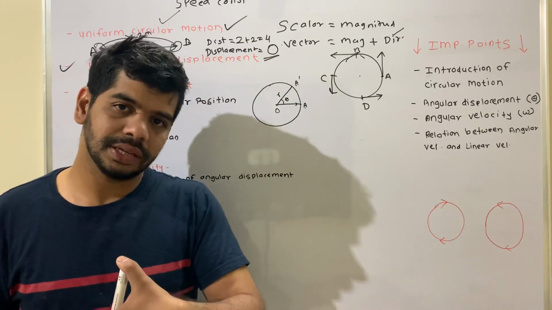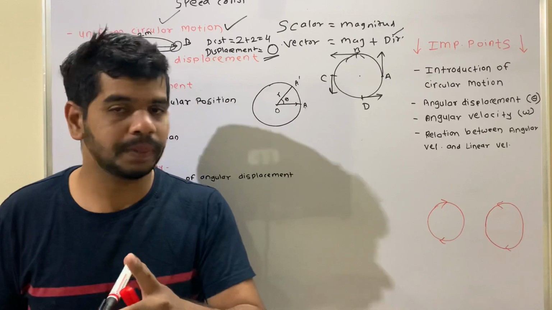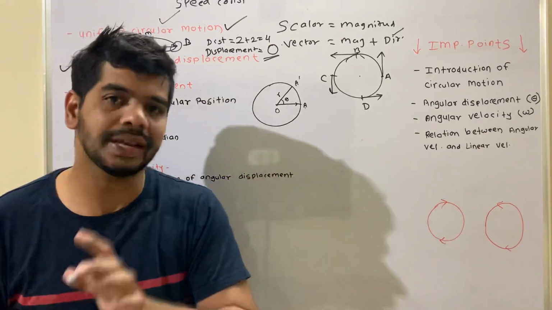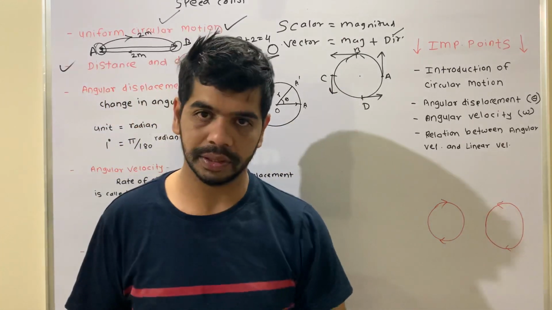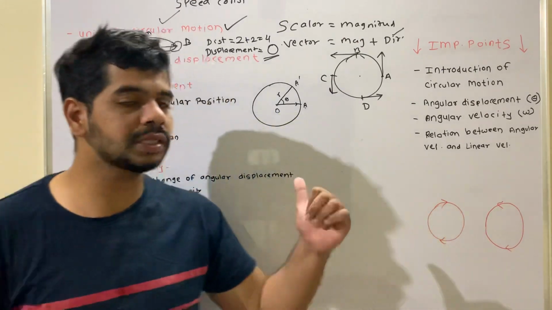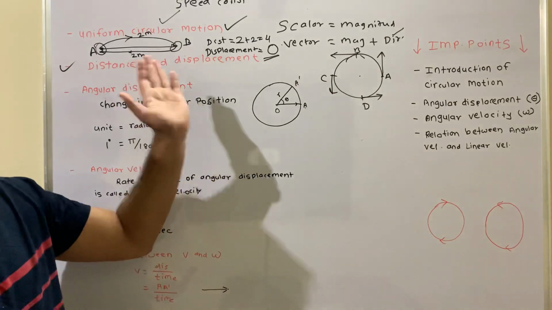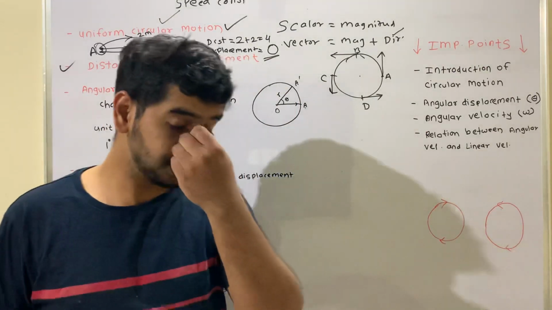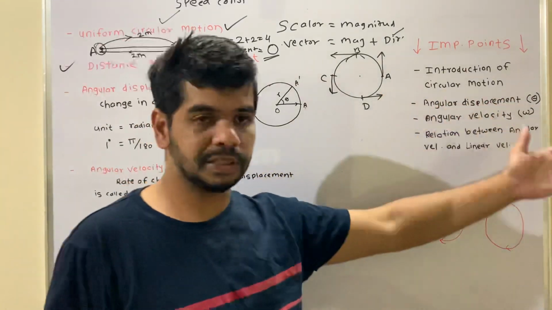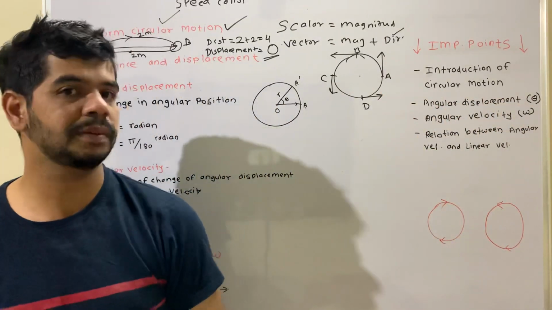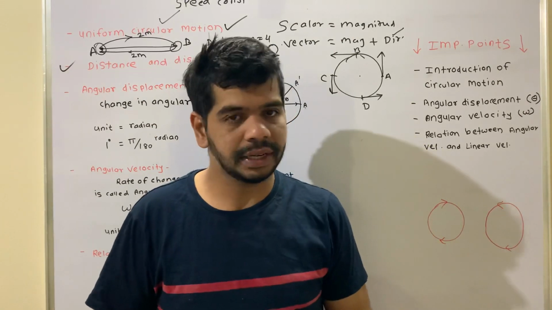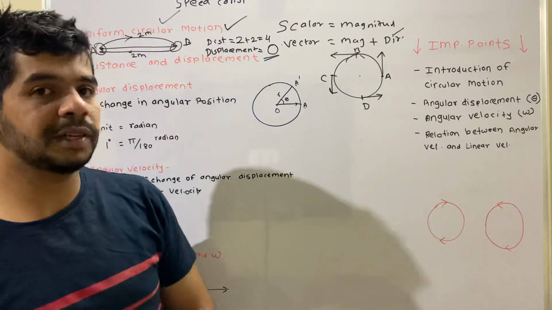That means the displacement is 0. But in that case, the distance is not 0. Distance is the actual path covered by the body. So I hope this concept is clear to you. Distance and displacement. Before starting angular displacement, we have generally discussed displacement, because velocity is equal to displacement upon time. So this is the linear displacement.